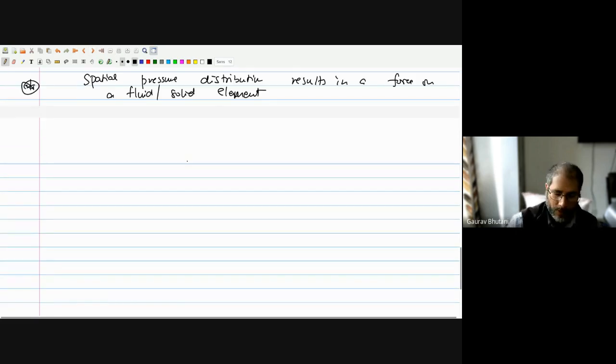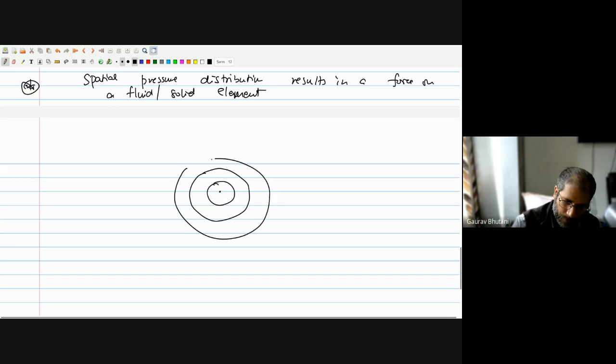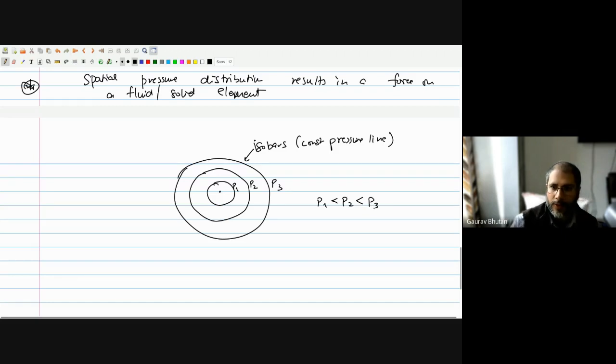Since you are doing a course on electrodynamics, I'll give you a question that you can solve. If these are my isobars, that is a constant pressure line. Let's say this is pressure P1, this is pressure P2, this is pressure P3, and pressure increases as you move out radially in this direction. So this can be a pressure distribution.